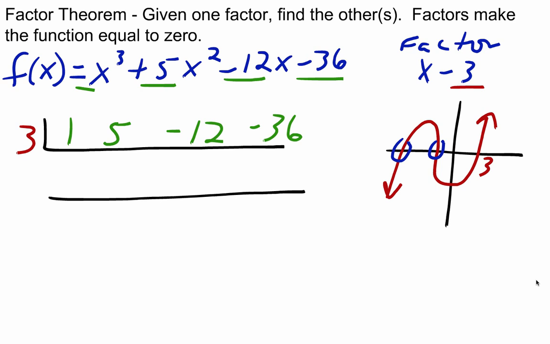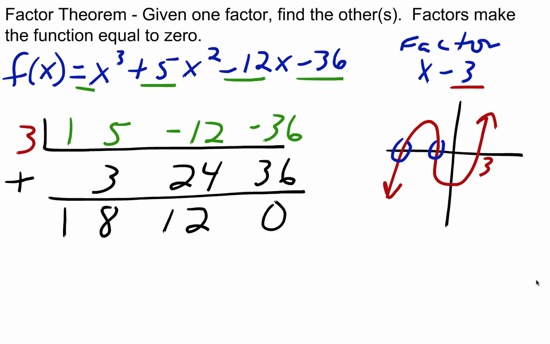So once again, I'm going to use synthetic division. Bring down that 1. Then 3 times 1 is 3. Once again, we're adding these, and that's 8. 8 times 3 is 24. Add those together, we get 12. And 3 times 12 is 36. Add those together, and we get 0. Since it's our last term, that is our remainder.